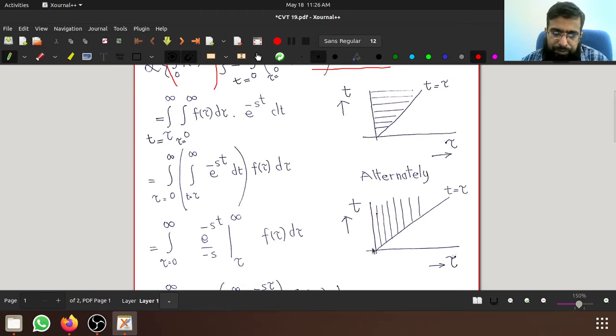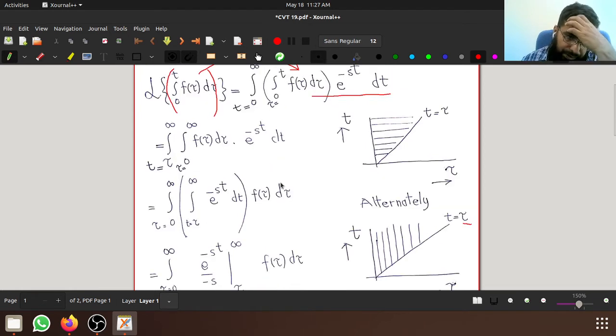The starting point for this vertical line is 0. The starting point for this other vertical line isn't 0, but it is somewhat greater than 0. The starting point for this horizontal line is greater than 0, but greater than this line. So all these lines land on this diagonal line with t equal to tau. This means the starting point for each line is tau. Therefore, t goes from tau to infinity.